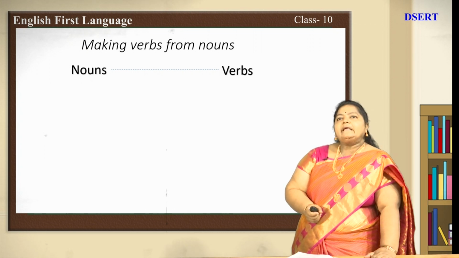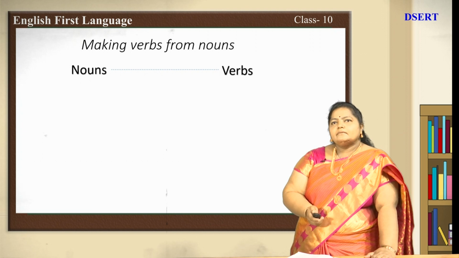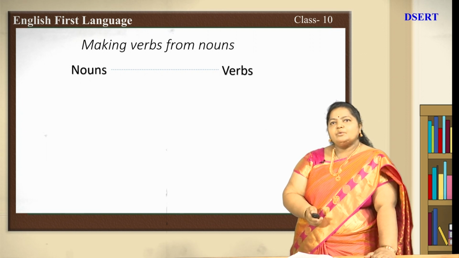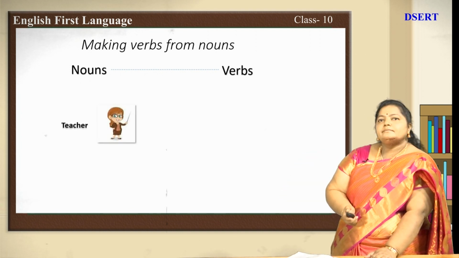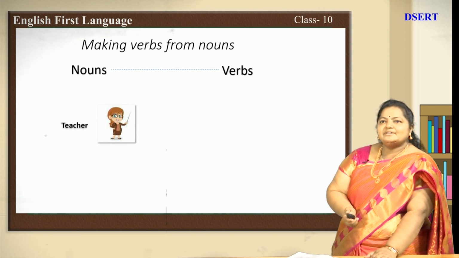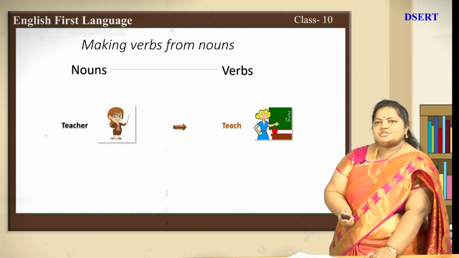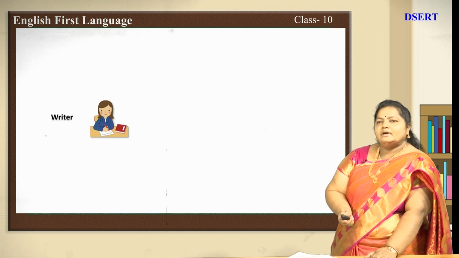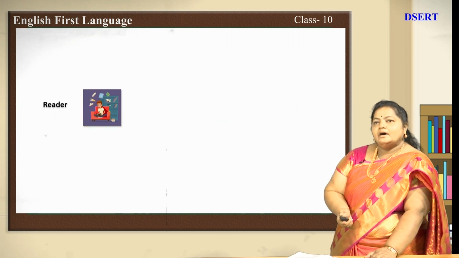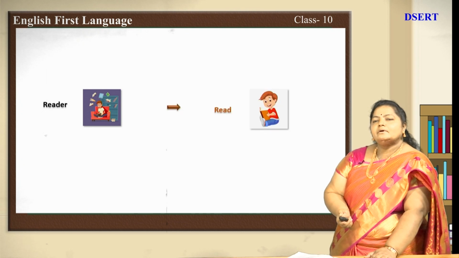Today, we are going to make verbs from nouns. You all know noun is a naming word and verbs tell the action of a noun. Let us start with some examples. Teacher. What is the duty of the teacher? Action of the teacher, teach. Hope you try to understand. What is the duty of the teacher? The duty of the teacher is to teach. In the same way, a writer's duty is to write. A reader's action is to read.